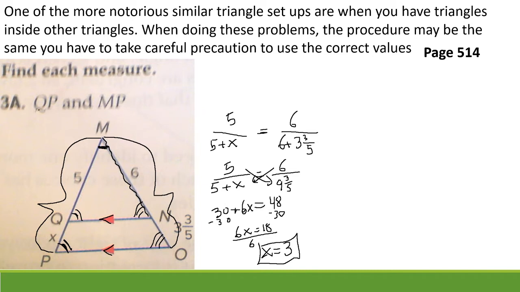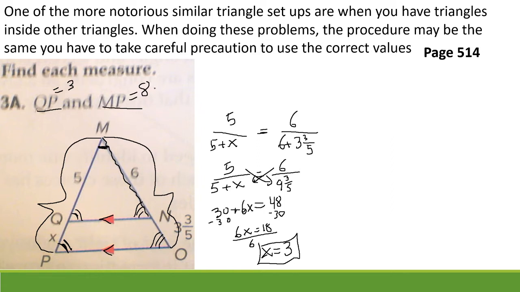Now it says find QP and MP. So QP is 3, because that's just what x is, which means that MP is going to be equal to 5 plus 3, which is 8. So QP would be 3, because that's just x. Q to P is x. M to P is going to be 5 plus x, or 5 plus 3, which is 8.